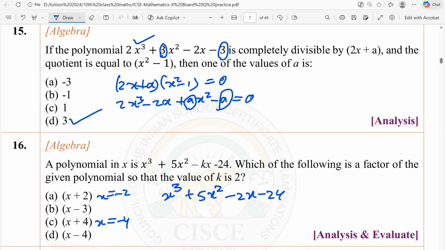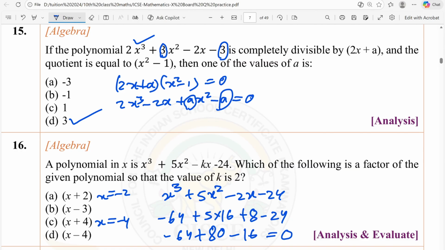Minus 4 cube is minus 64, plus 5 into minus 4 square, which is 16. Minus 4 into minus 2 is plus 8, minus 24. This is minus 64 plus 80. 24 minus 8 is 16, minus 16. This is equal to 0. 80 minus 64 equals minus 16. This is equal to 0. So the answer is C, x plus 4 is a factor.